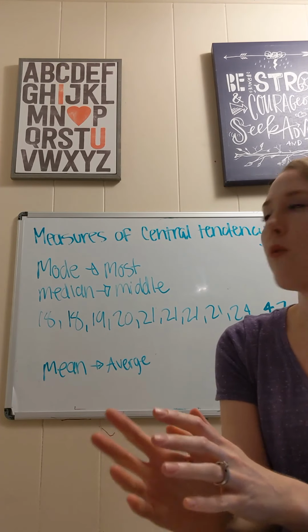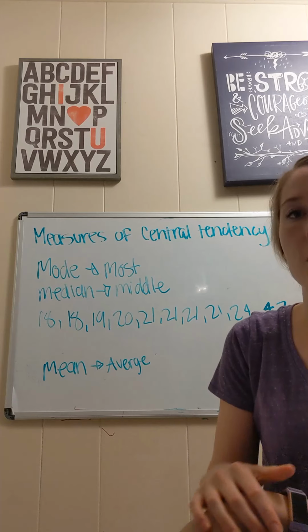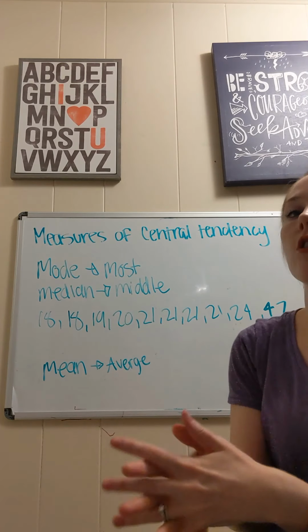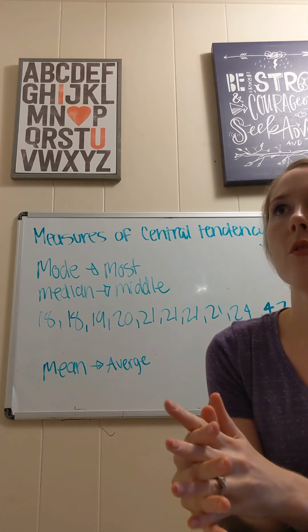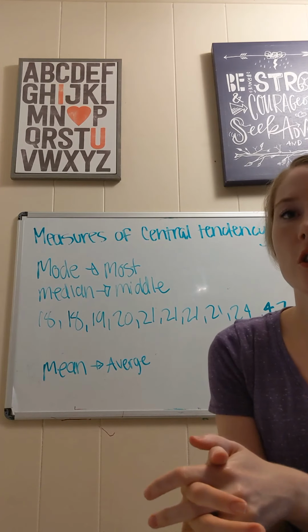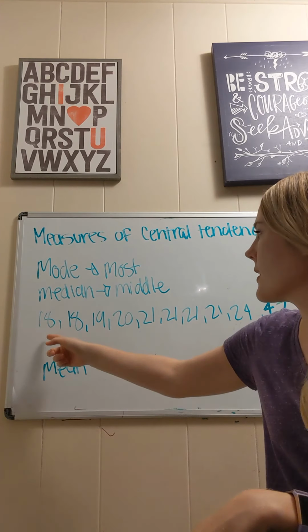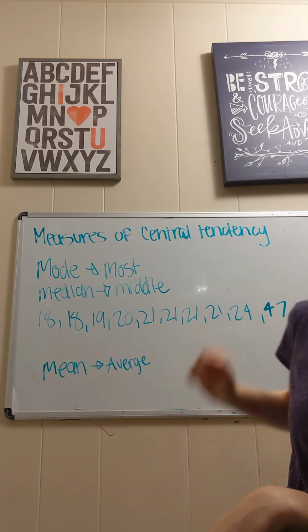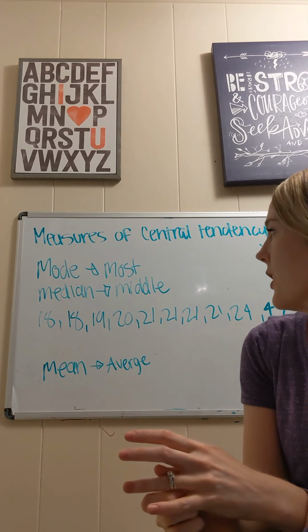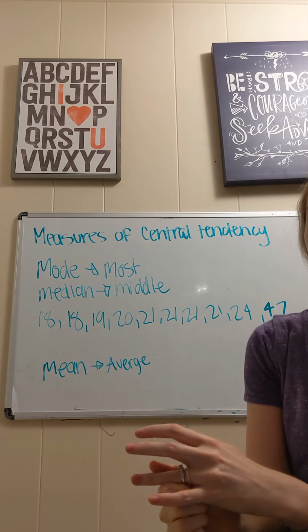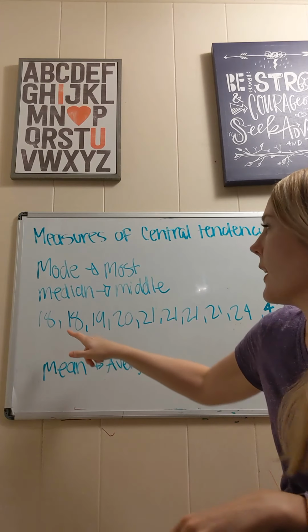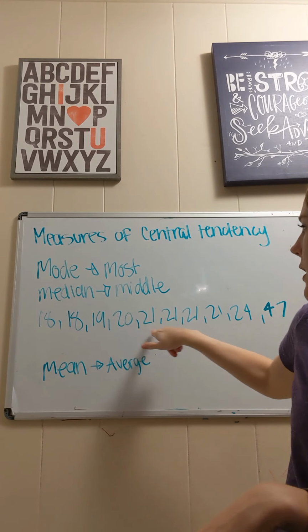So let's start off with the mode, which I refer to as most, because you're looking at what attribute occurs the most. So here's an example. Let's say here is a class of 10 students, and these are their ages. So each student has one attribute, one age. So each of these are considered attributes.